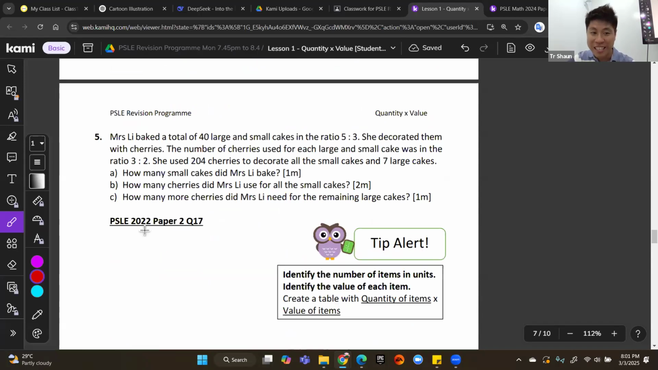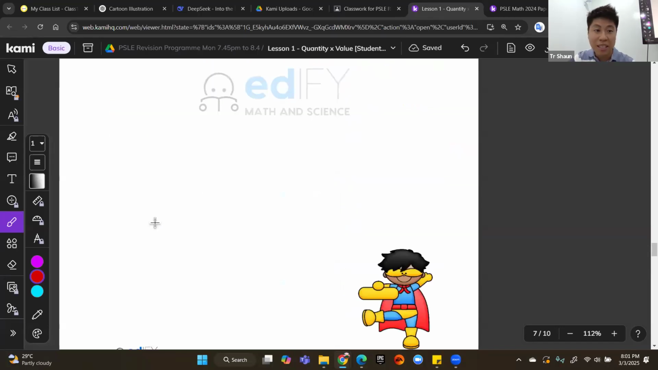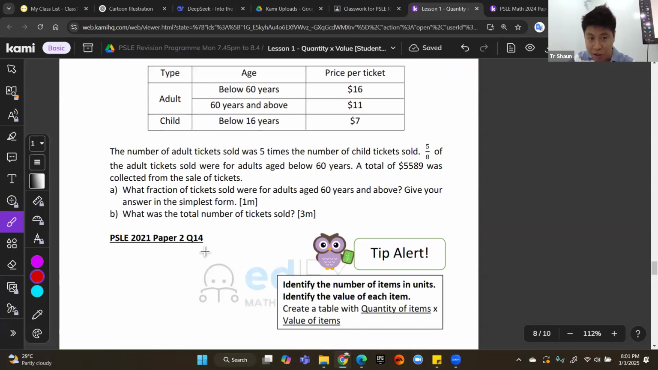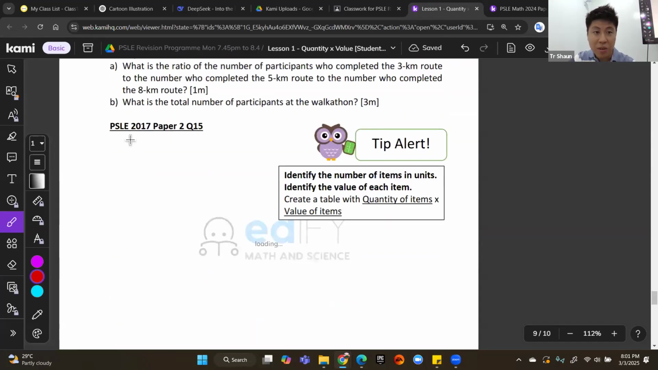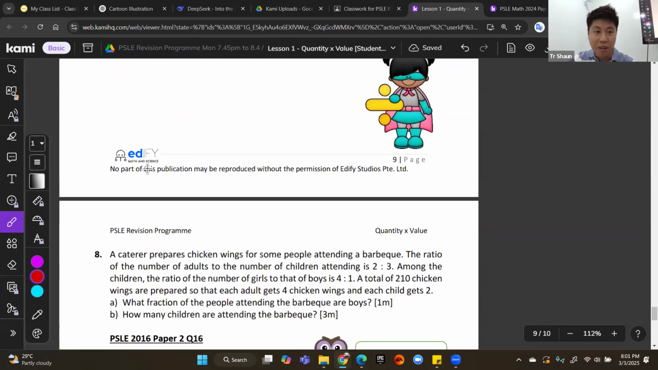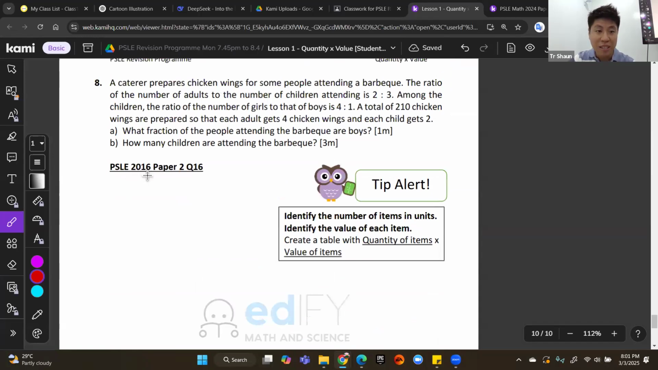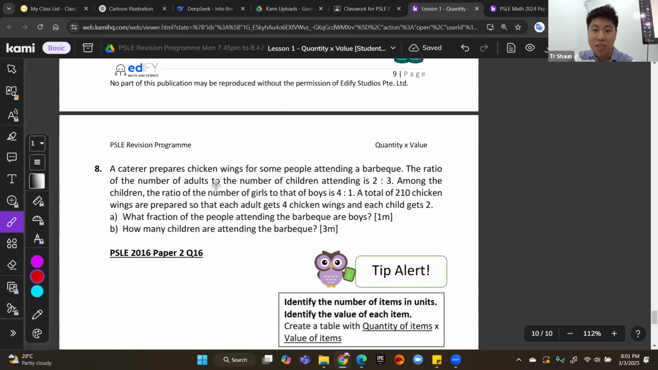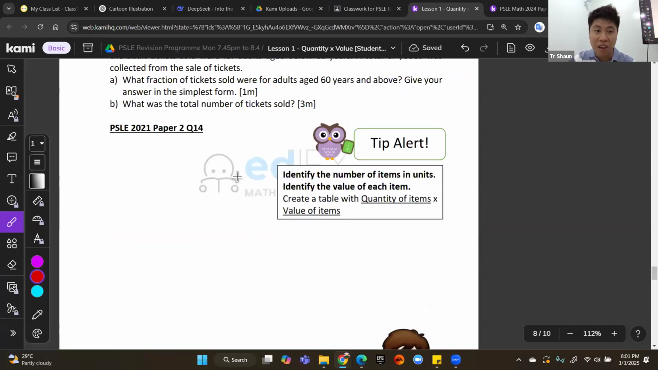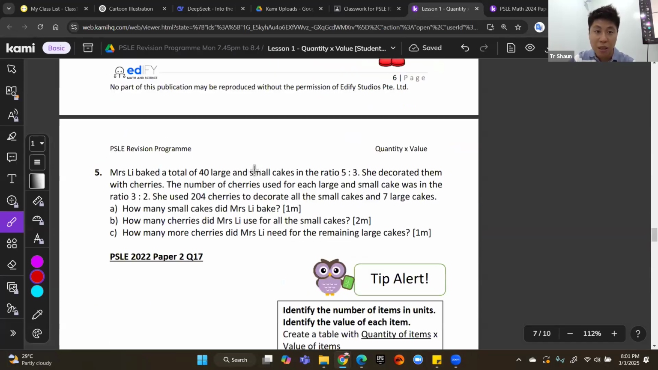This question 5 onwards, it's a PSLE 2022 question, question 17 in the PSA 2022 paper. Then there's the 2021 paper. There's also one question, question 14. Then 2017 paper, there's one question, question 15. And last but not least, 2016, question 16. Okay, so all these are quantity times value questions. So it's common that they will come out.